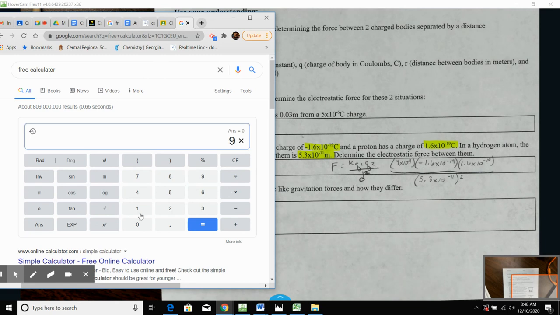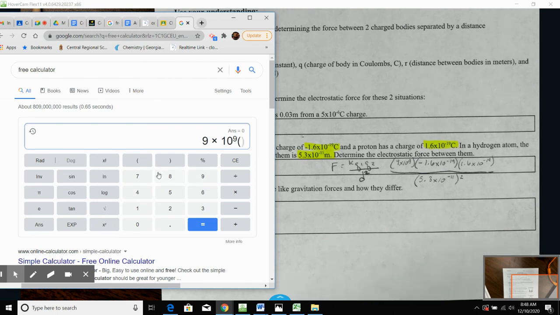So I'm going to do 9 times 10 to the 9th. Nope, that didn't work. Why? Because I did that a little too fast. So can I backspace? Yes, I can. I have to click this button, the X to the Y. And then you should see a little box show up. Now you can type in your exponent. Okay, cool. So I have that.